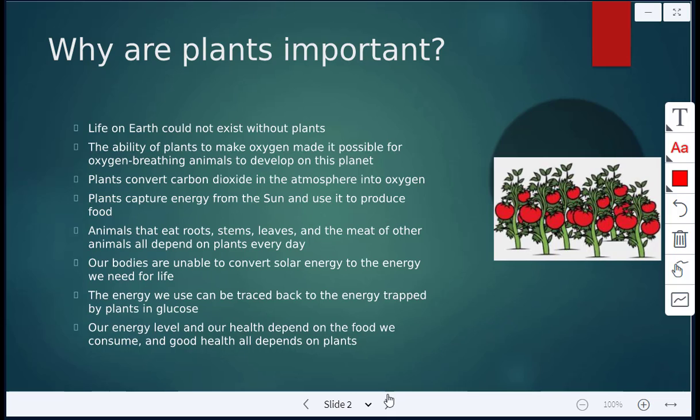Plants also capture energy from the sun, and they use it to produce food in the form of glucose. Animals that eat roots, stems, leaves, and the meat of another animal all depend on plants every day. Our bodies are unable to convert solar energy to the energy we need for life. The energy we use can be traced back to the energy trapped by plants in the form of glucose. So our energy level and our health depend on the food we consume, and good health all depends on plants.